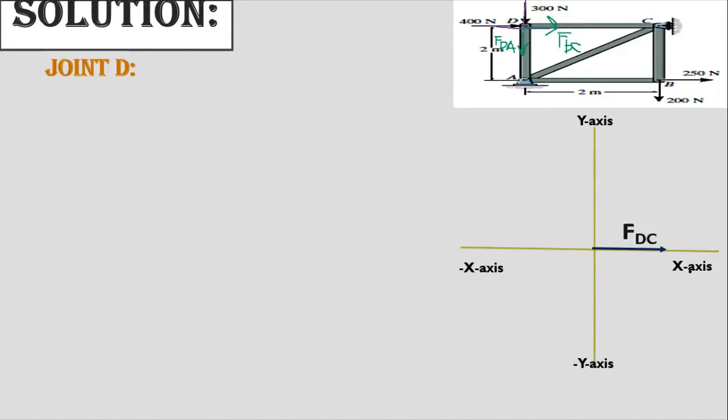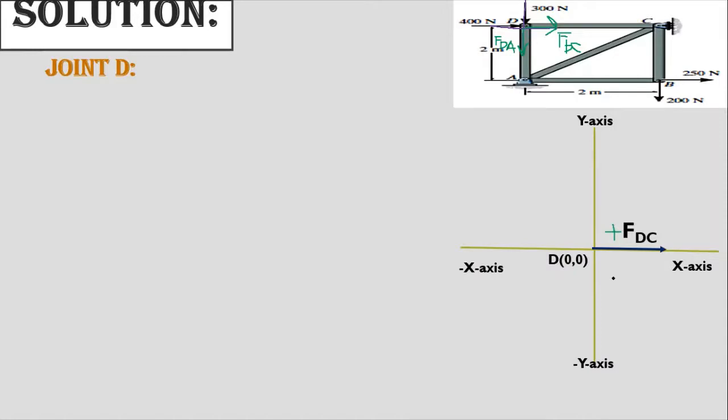Then there is a 400 Newton force whose direction is on the positive x-axis, and a 300 Newton force whose direction is also on the negative y-axis. So we are going to make a free body diagram at joint D here, and you can see positive x-axis, minus x-axis, positive y-axis, minus y-axis, and there is a member force FDC acting on the positive x-axis. This is positive one. Let me show the sign here. This is the positive one because it is acting on the positive x-axis.